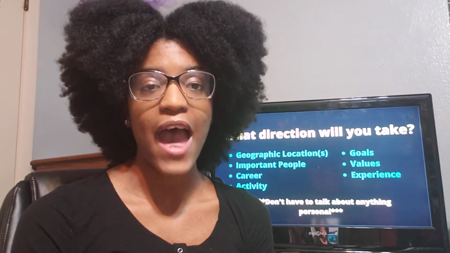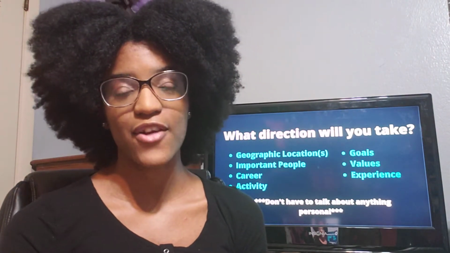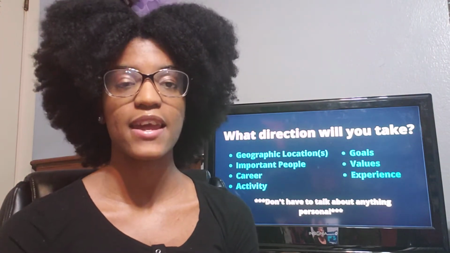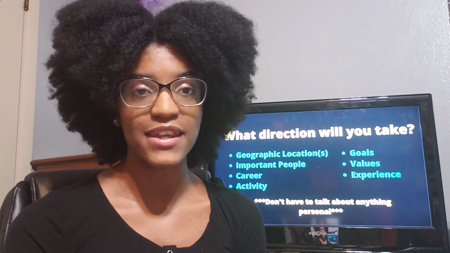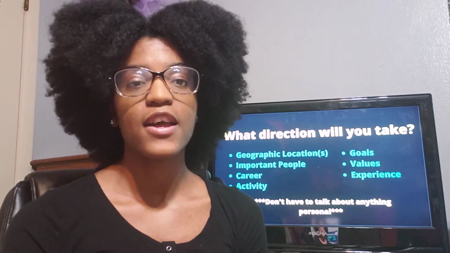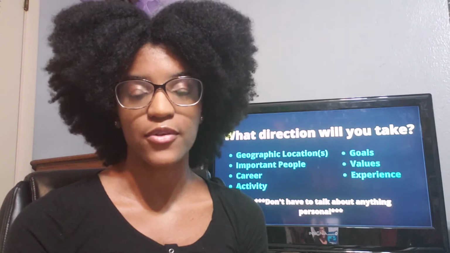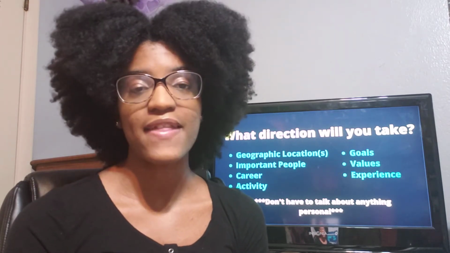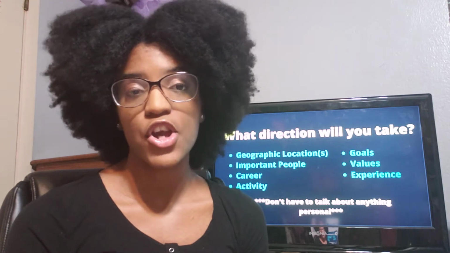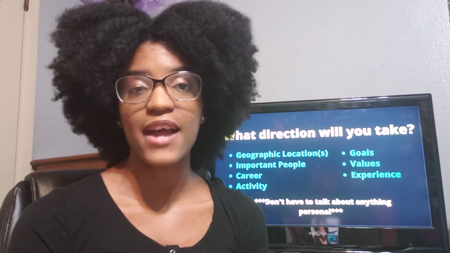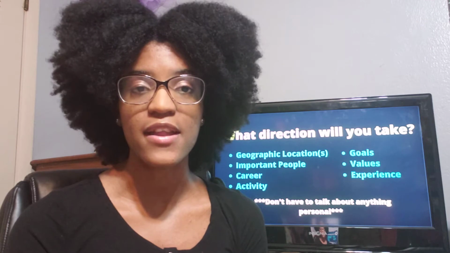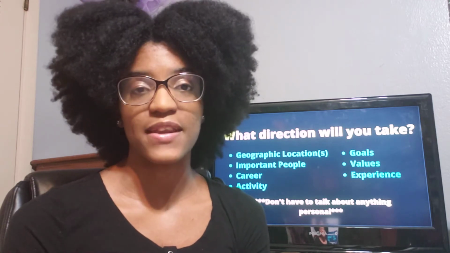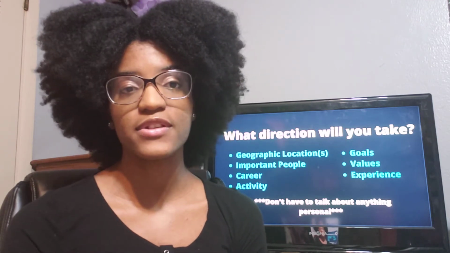So to decide how you're going to actually introduce yourself, there are several directions that you can take, and I have listed all of these in the instructions. So you can choose a geographic location, so that means like a city or a state or some type of place in the world that has had an impact in your life. You can choose an important person that means a lot to you, like a family member or a friend, and discuss that person's influence on you as a way to introduce yourself.